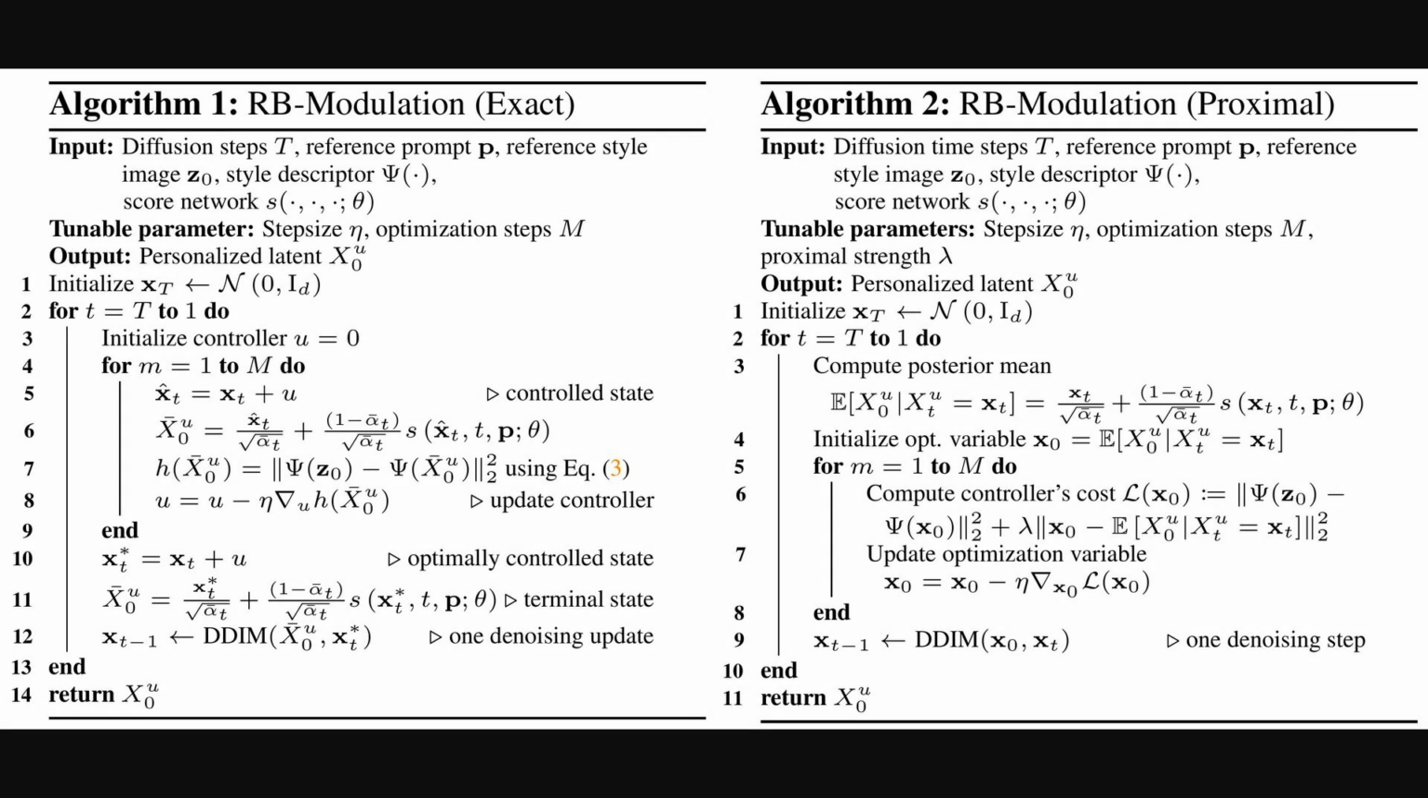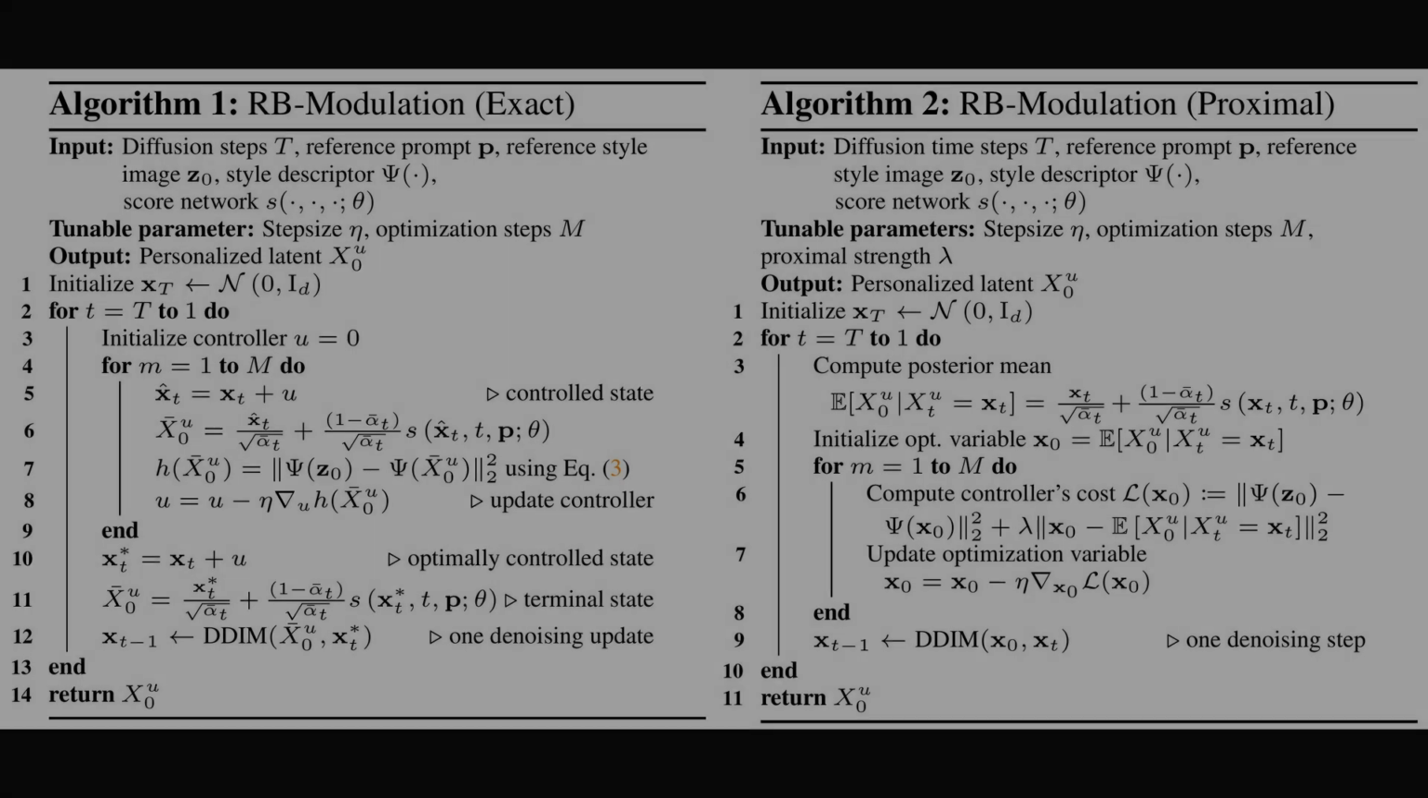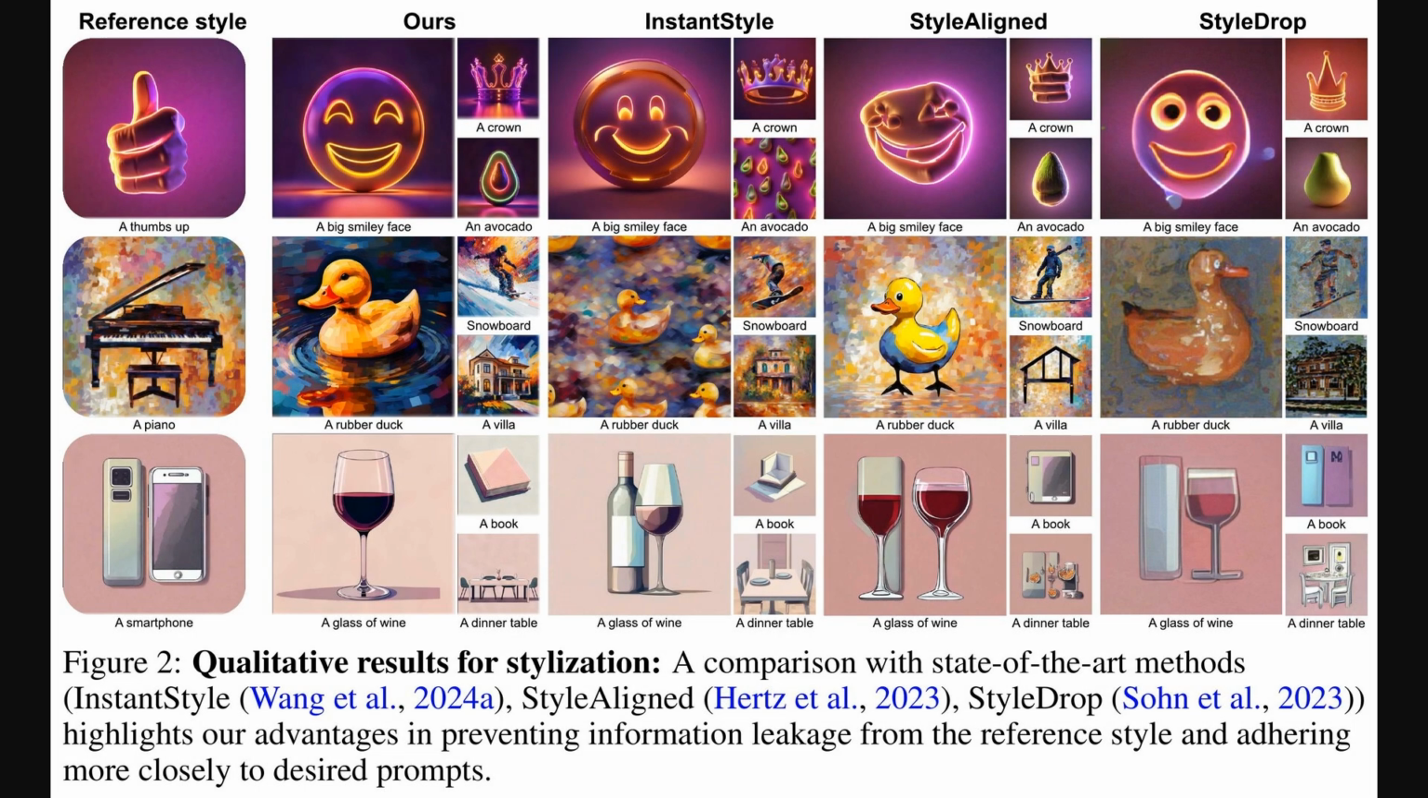Alright, so building on that visual demonstration, this next figure dives into the mechanics behind RB-Modulation. It presents 2 algorithms. Algorithm 1 outlines the exact theoretical approach using that stochastic optimal controller concept, guiding the diffusion process. Then, Algorithm 2 shows the practical proximal version. This proximal approach is crucial because it approximates the control efficiently, avoiding costly computations, making it much faster for large models.